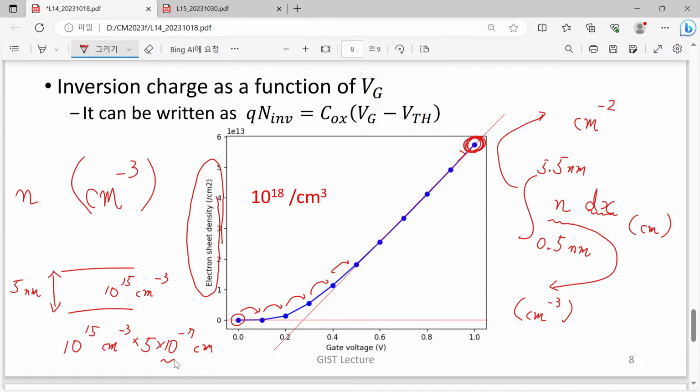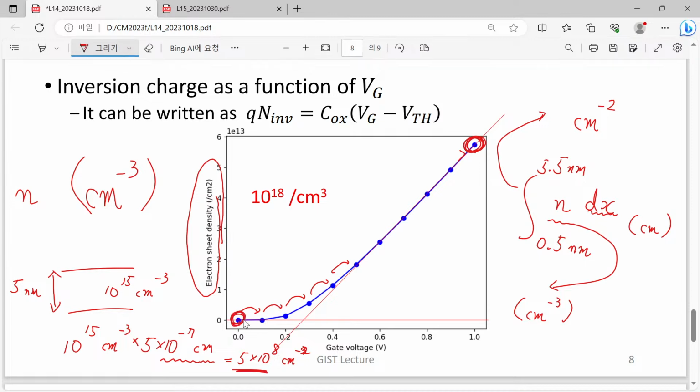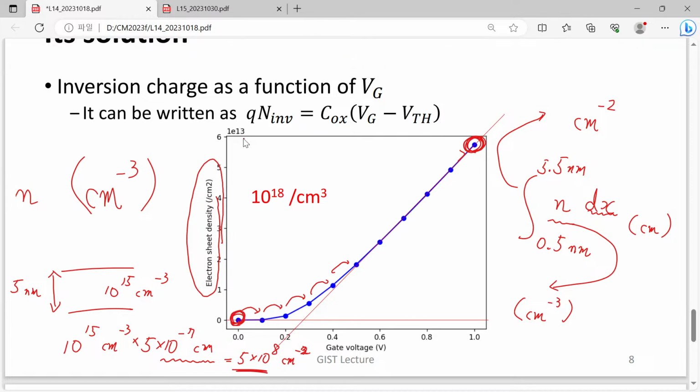Please note that 1 nanometer corresponds to 10 to the minus 7 centimeter. So we will get 5 times 10 to the 8 per square centimeter. So this is quite low. That's the reason why we have almost zero value in the scale of 10 to the 13 per square centimeter.